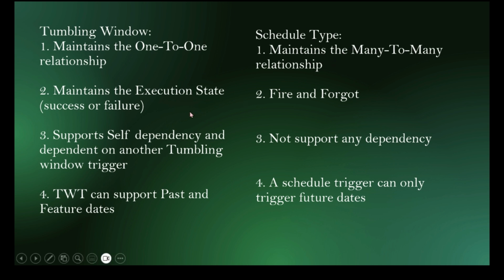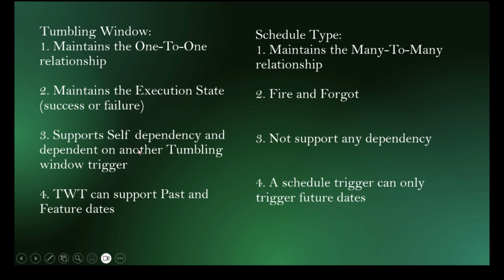The second point is that the tumbling window maintains the execution state. The execution state means success or failure, and it keeps that state. But the schedule type is just fire and forget. There is no state maintenance.